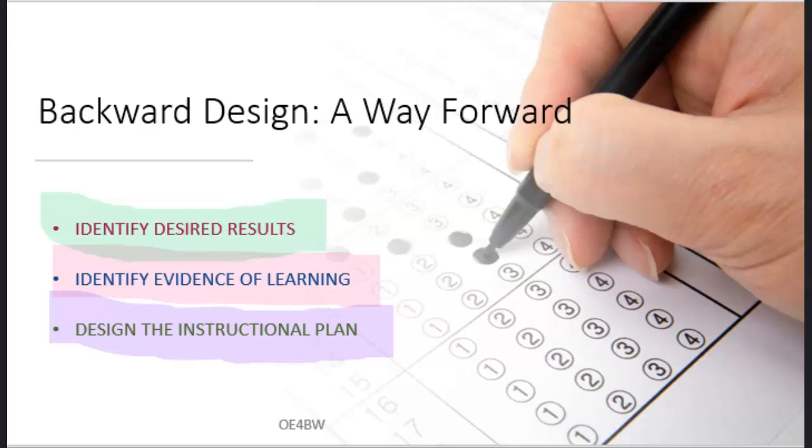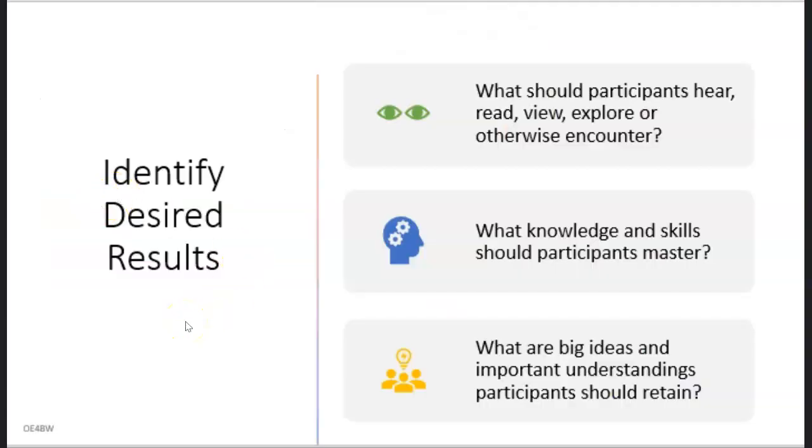It is worth implementing. For identifying desired results, the instructors must ask 3 questions. 1. What should participants hear, read, view, or explore? 2. What knowledge and skills should the participants master? And 3. What big ideas and important understandings must participants retain? The idea is to create a cross-curricular unit that provides students with meaningful learning opportunities, enhances their understanding of each topic, and the use of technology within both realms.